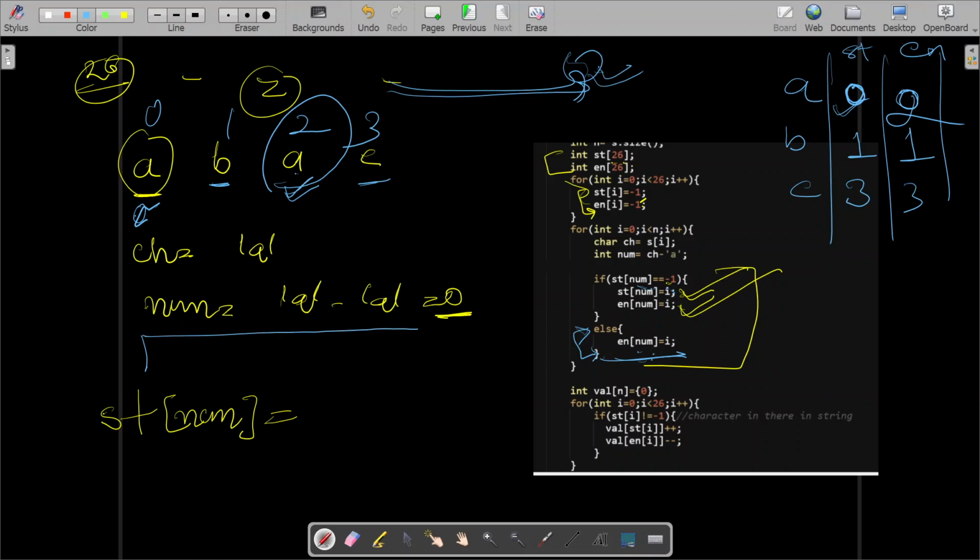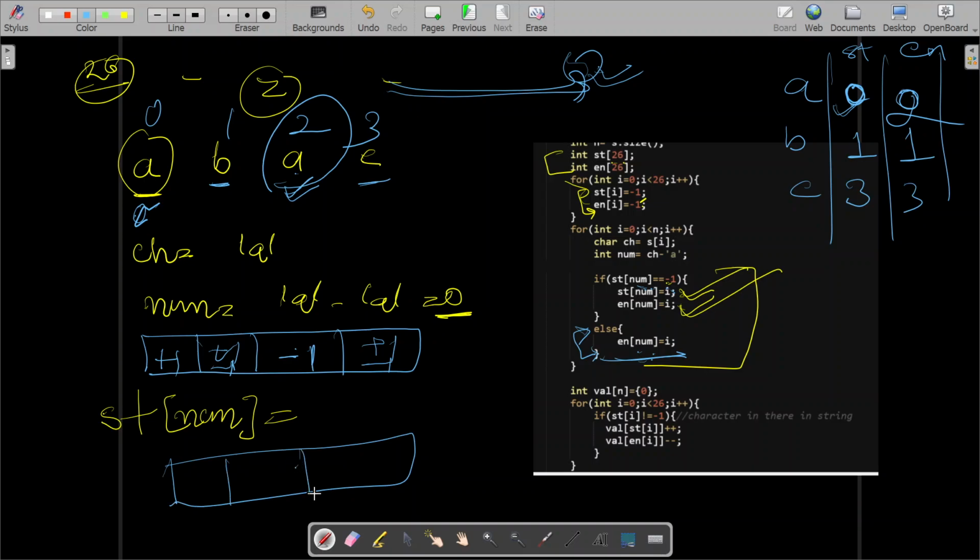Now we have made that array that I was saying, with +1 and -1. At 0 we will add +1 because of a, and at 2 we will add -1. At 1 we will add +1 and -1 both, because of b. And for c we will add +1 and -1 both. Okay, so now this is the normal array, and after that this is the value array that I created.